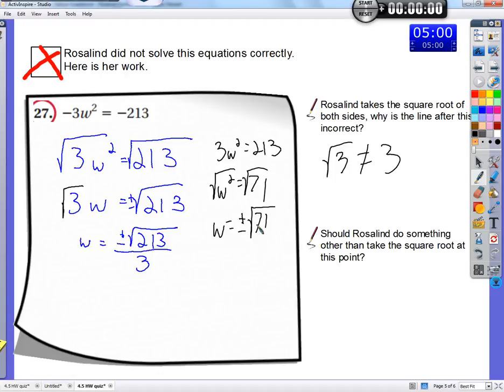Meaning that we could square a negative number. Yes.